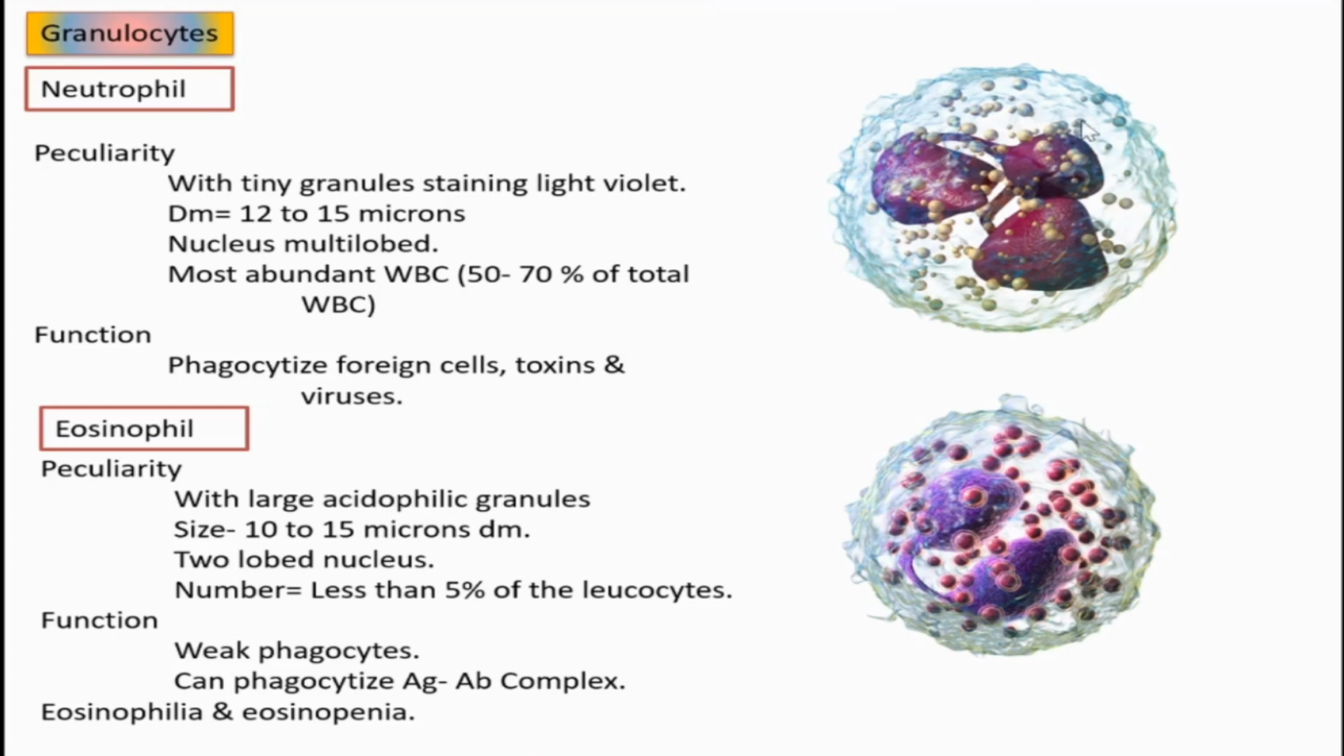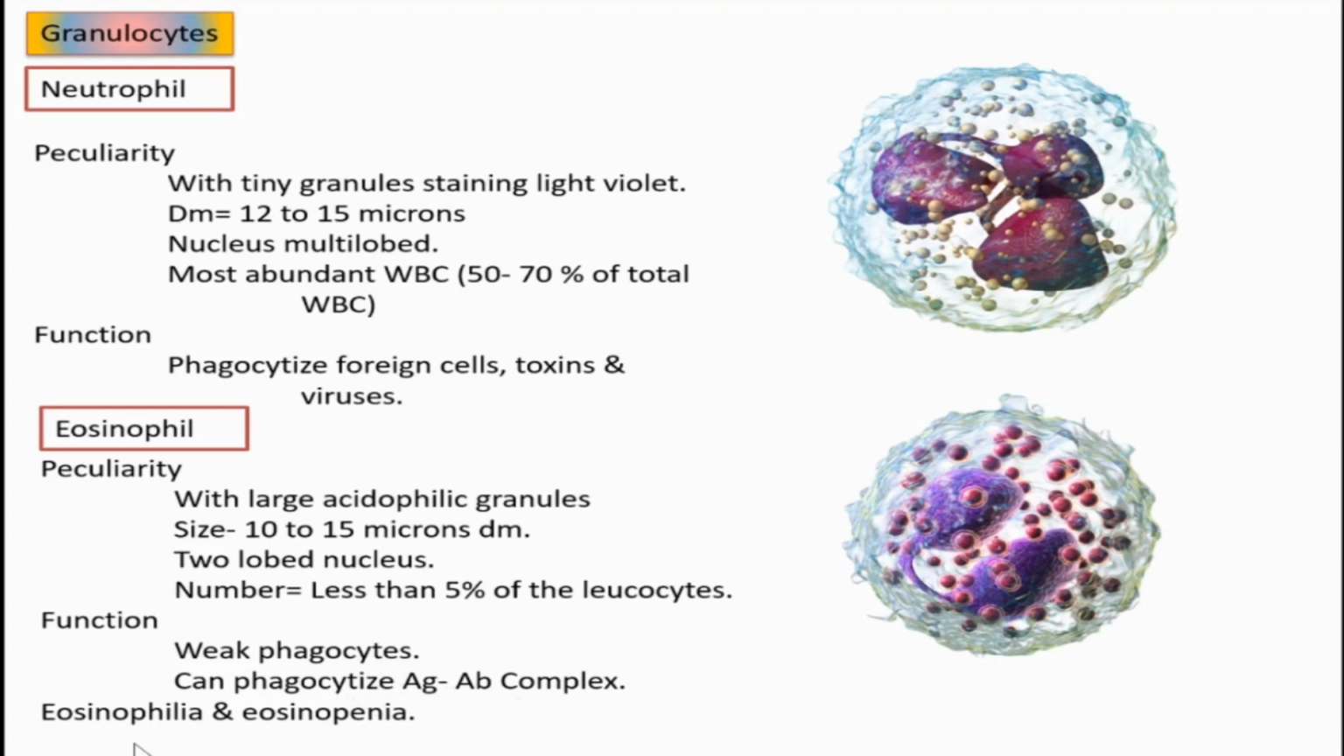So, very clearly you have to understand the difference between the nucleus among these various WBCs. Here it is a 2-lobe nucleus, and its number is less than 5% of leukocytes. In the total volume of leukocytes, it accounts for only 5%. Its function is a weak phagocyte. It can phagocytose and destroy the antigen-antibody complex.